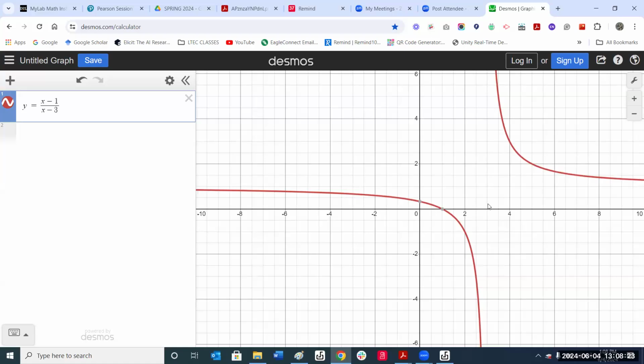So here's 3 right there. As I come from the right, what happens to the graph? It goes to infinity. If I come from the left, what happens? It goes to negative infinity. So because they go in opposite directions, there's no limit. Both sides have to approach the same value for it to be a limit.